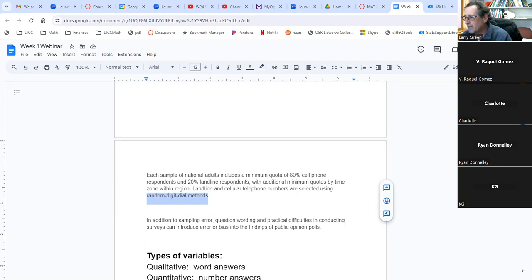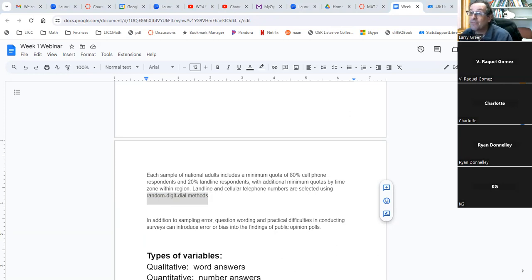What are other strata besides type of phone and time zone? Good. Yeah, so gender is definitely one. Age, race, location, political party. Okay, now it turns out that if they're looking at just Republicans, you're not stratifying by political party, or if they're looking at just Democrats, but if you're looking at everyone, you are stratifying by it.